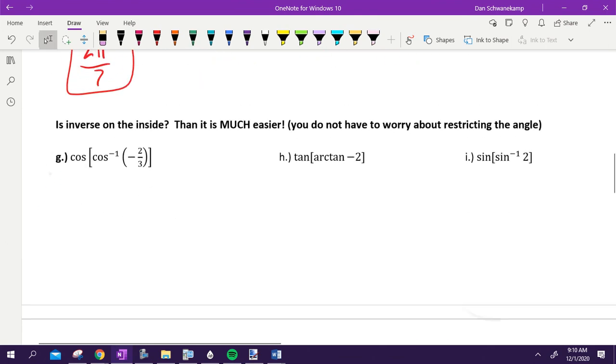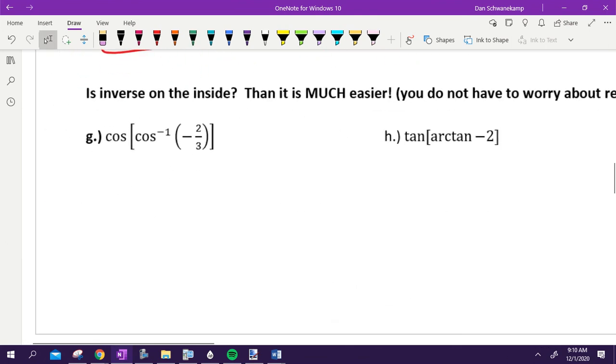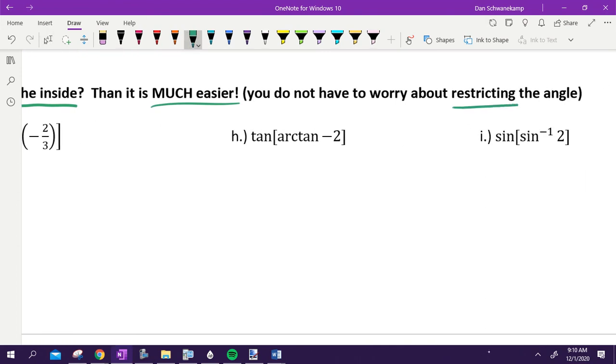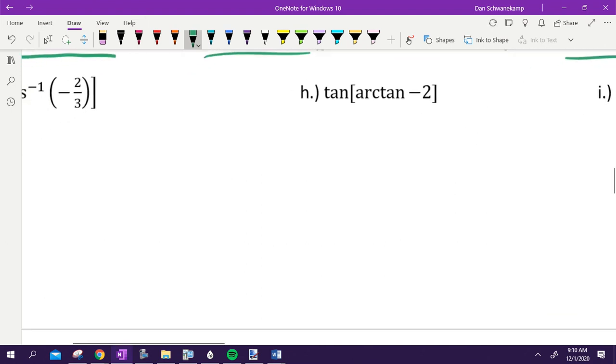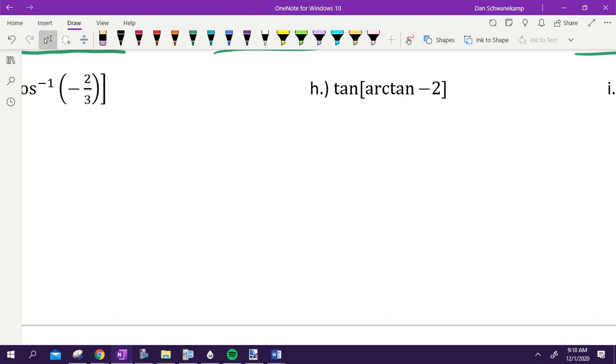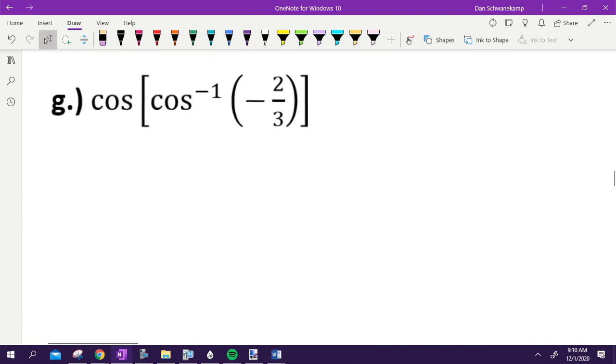All right, let's jump down to the bottom part here. The bottom part is easier. It doesn't look a lot different, but it is. The inverse trig function is on the inside. It's a lot easier. They look very similar. You might not ever notice this, but it's a lot easier because we don't have to worry about restricting the angle anymore. Before, we had to restrict the angle because we started with something and then restricted it back. That's not the same here.